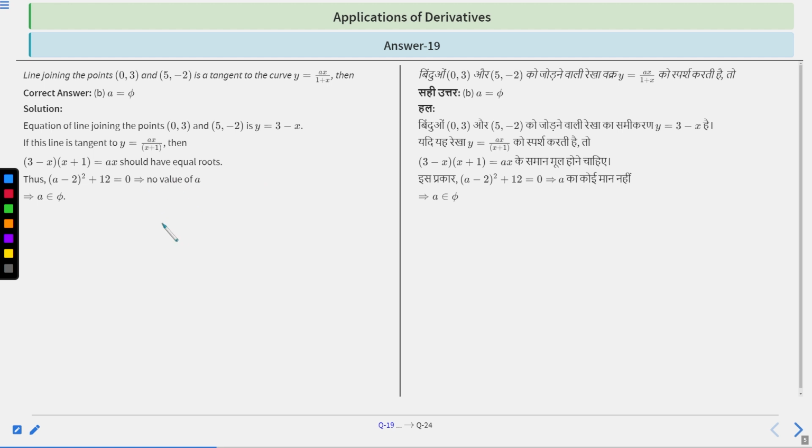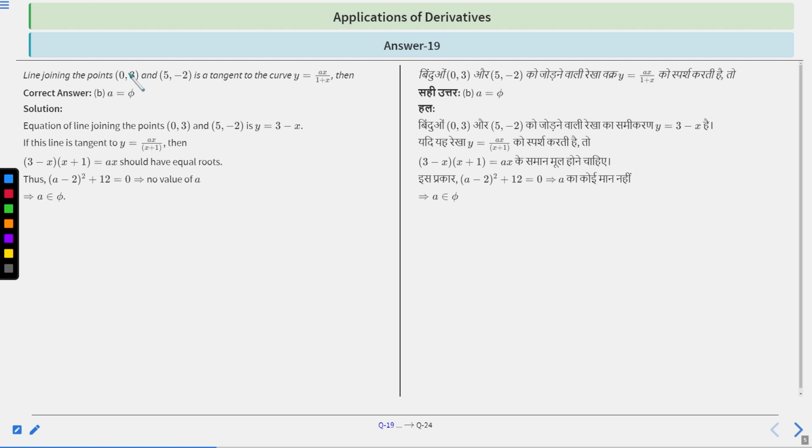So when we find discriminant by using this quadratic equation, we will get (a minus 2) square plus 12 should be equal to 0. But by using this equation, this value cannot be equal to 0 at any value of a. So a belongs to 5. So this was the easiest method to do this question.